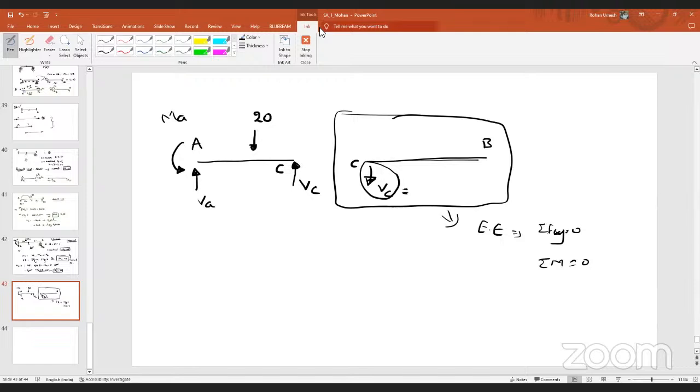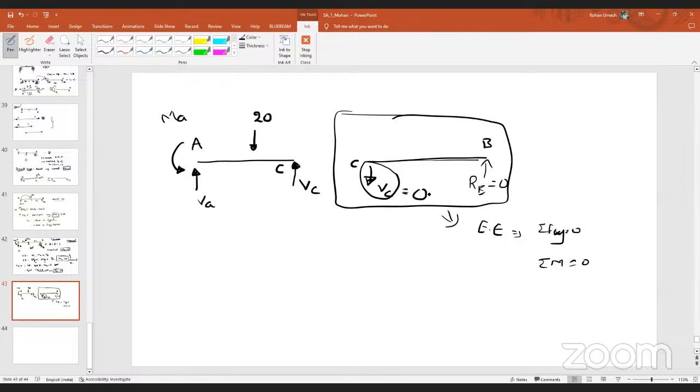Why are you taking so much time? Is there any ambiguity? Only one reaction will be there, only one unknown. Here I can represent it as RB. But what is this value? Now tell me, what is this value? VC should be 0.